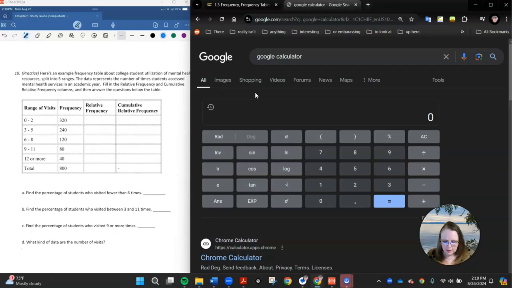So again, relative frequency is the frequency over the total. So in this case, it is 320 over 800. And I'll go ahead and just do 320 divided by 800, and that'll turn it into a decimal for me. That's 0.4.